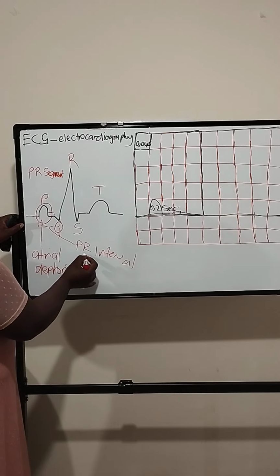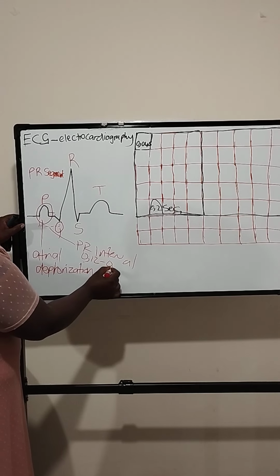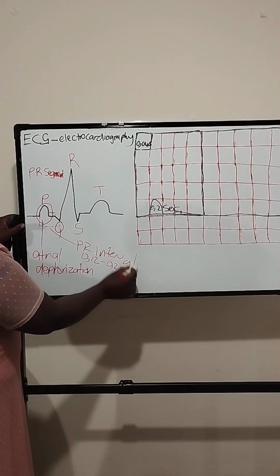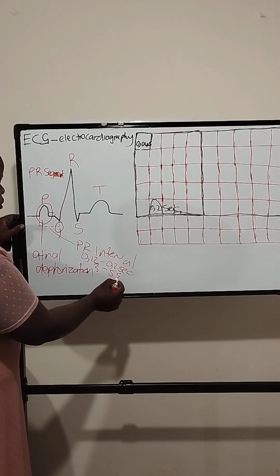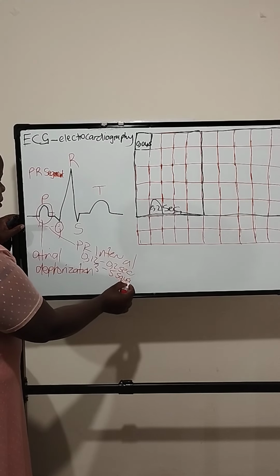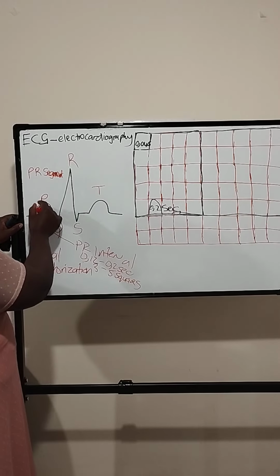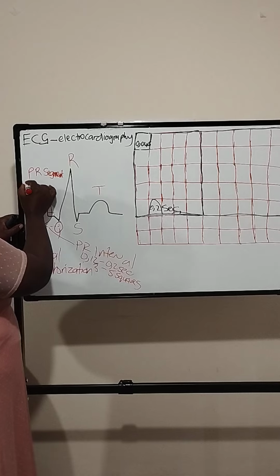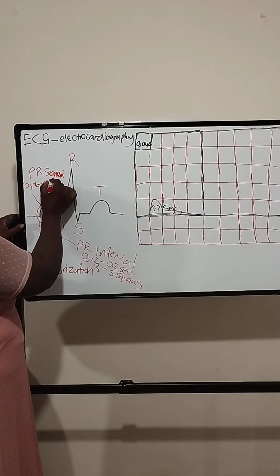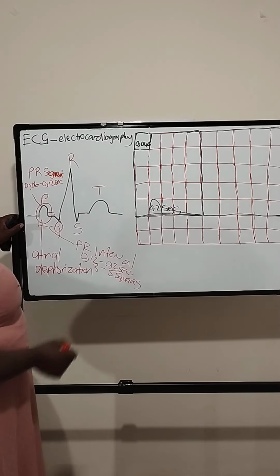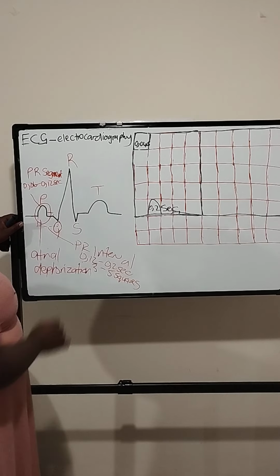And under normal circumstances, it's 0.12 to 0.2 seconds, which is represented by 3 to 5 small squares or boxes. Also, the P wave under normal circumstances is 0.06 to 0.12 seconds. And we also have our QRS complex.